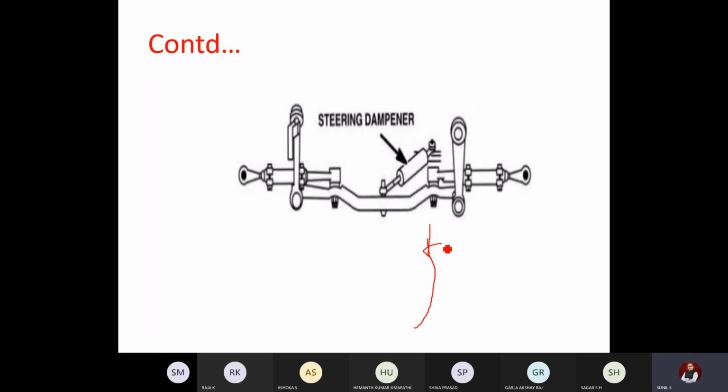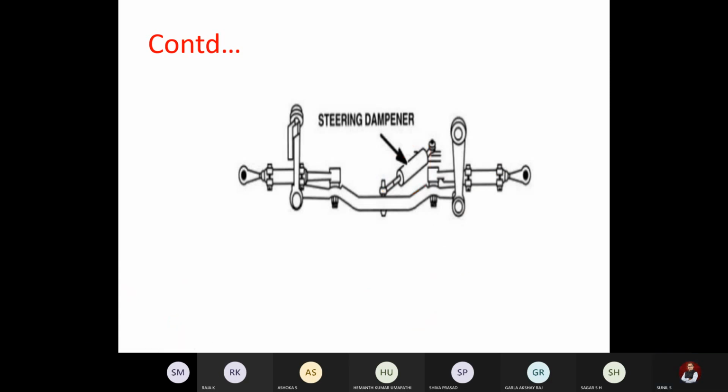So in order to avoid that, a damper will be used. It will avoid the rapid turning back to its original axis. The steering turning back to the original axis will be slower then. So a damper will be added. These things we discussed in the last class.